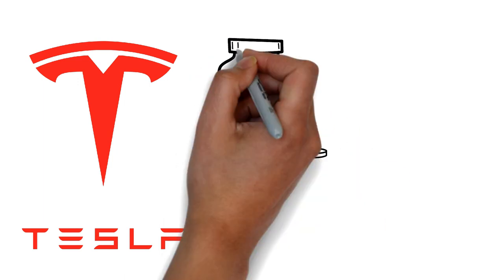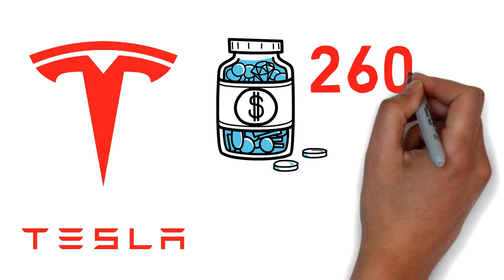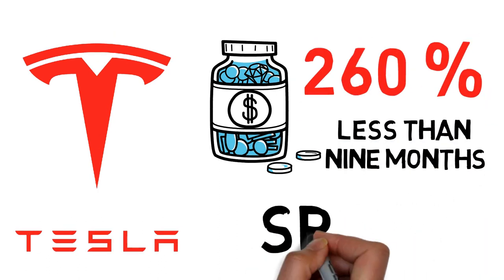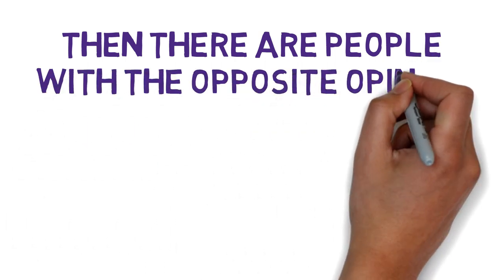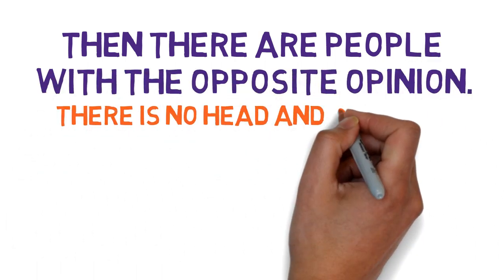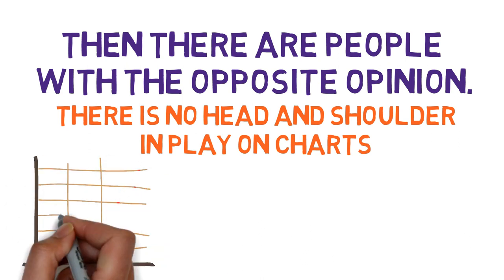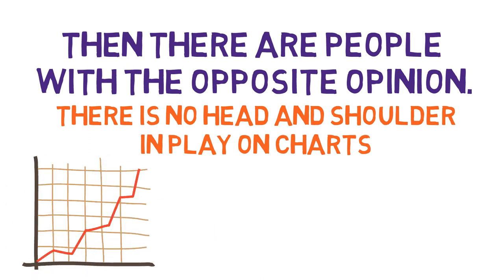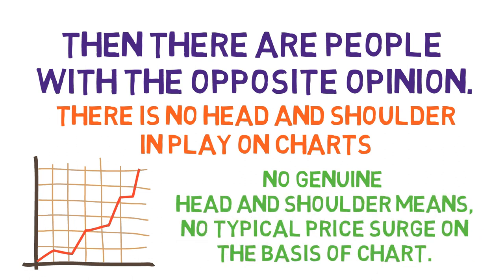What else can be in the mind of investors with the stock that brought them over 260% return in less than a 9-month span? Then there are people with the opposite opinion. They think that there is no head and shoulders in play on the charts. According to them, the head is not genuine, as the price drop was a result of a global pandemic. No genuine head and shoulders means no typical price surge on the basis of the chart.